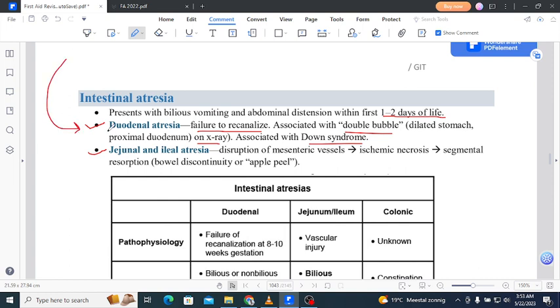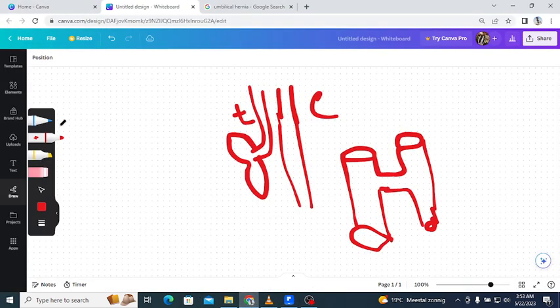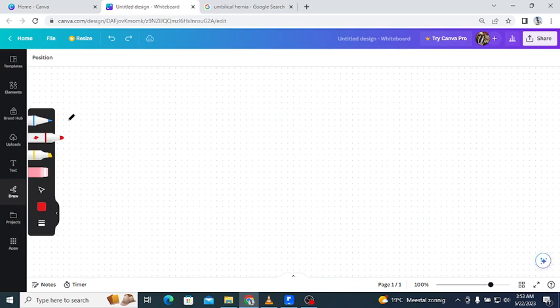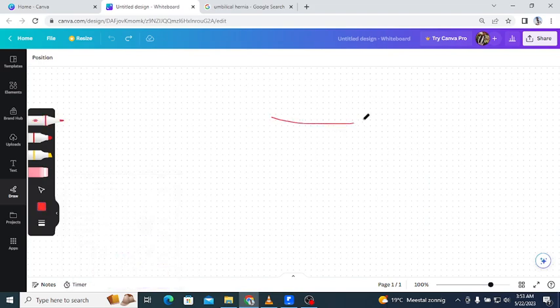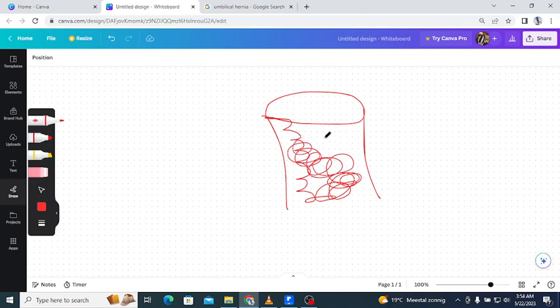There are very few conditions in the GIT which are associated with Down syndrome, and one of them is the duodenal atresia. Now let me tell you how the duodenal atresia looks. So duodenal atresia is something like that. If you draw it like this, the problem is that normally the duodenum is a luminal tube. The cells of the duodenum start proliferating, and when they are proliferating, they fill the duodenal luminal tube, and that is a physiological process that is happening in the normal embryological events.